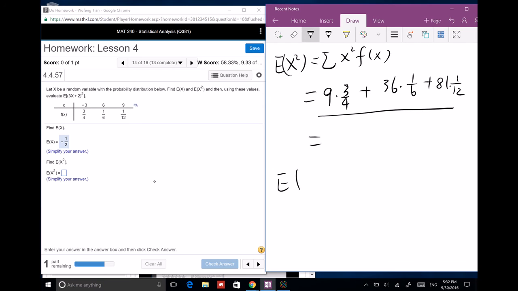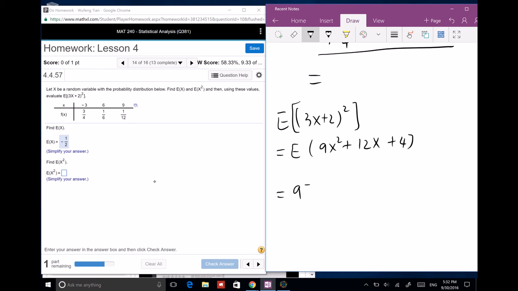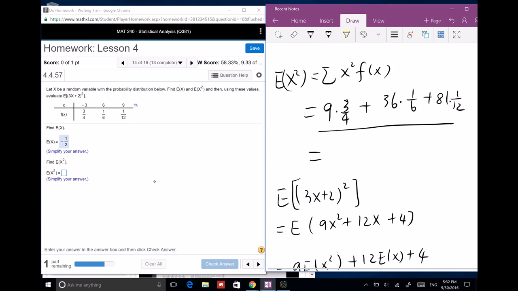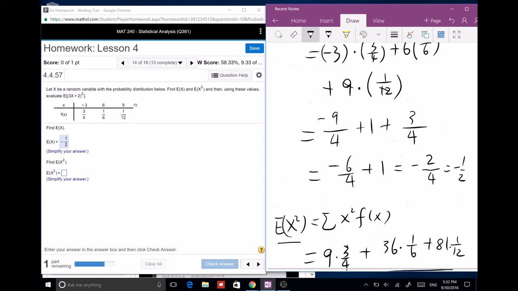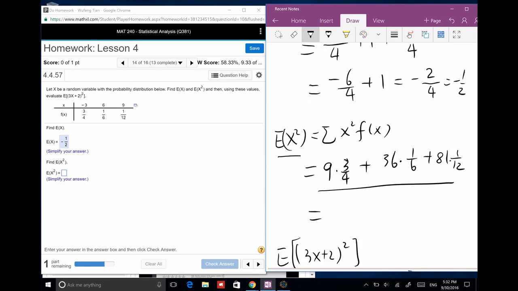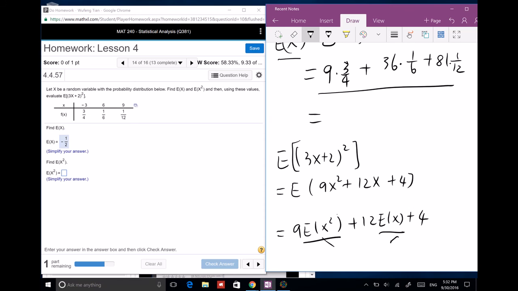Then what is e of (3x plus 2) squared? Now you just need to FOIL this one. So e of 9x squared plus 12x plus 4. Then you split it. So it's going to be 9e of x squared plus 12e of x plus 4, because e of 4 is 4. And this is given from the previous one. And this also is from here, it's -1/2. You plug in the previous two values here, find that.